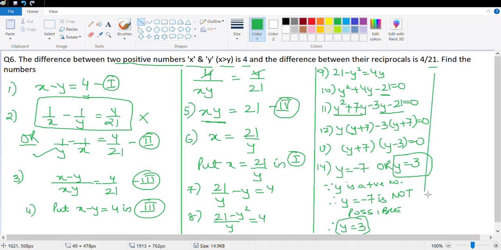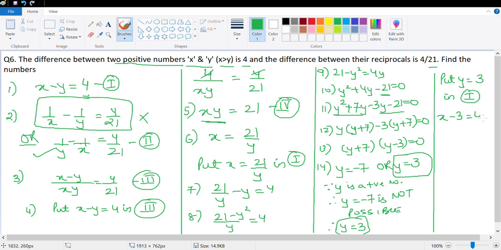We still need to calculate the value of x. So put y is equal to 3 in equation number 1, and we get x minus 3 is equal to 4, which means x is equal to 7. So therefore the numbers are 7 and 3. Perfect. You can put a small star on this question purely because we ended up with a quadratic. Good. Let's look at the next one.